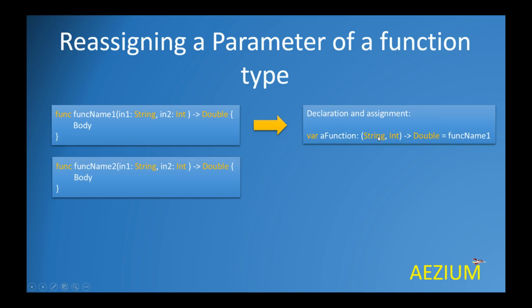Now, here we showed the process of initialization. Now consider a second function called funcName2, which has the same function type as the first function, also the same function type as our parameter. Now, because the function types match, it is possible to reassign the value of this a function from its initial value to a new value, which is this new function, funcName2.